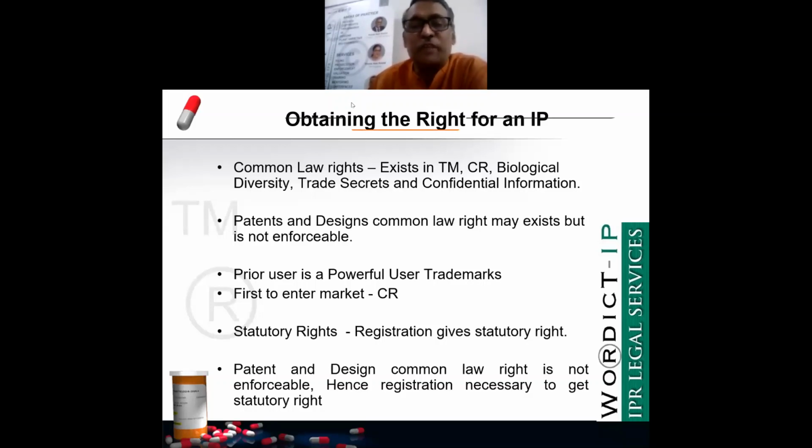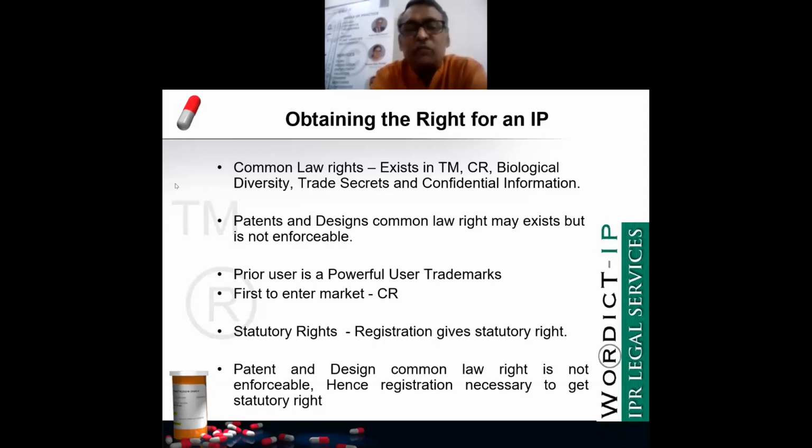Who entered the market first could always be a question, whether I brought in the technology first in the market, but it may not be enforceable. That is, if someone else copies, you may have to just watch him doing business after copying your technology. Then under trademarks, you have a very important wisdom which says: prior user is a powerful user under trademarks.